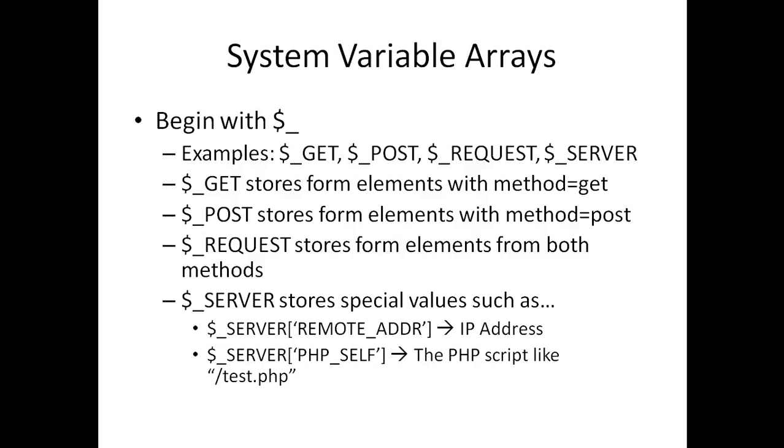Now I want to talk about system variable arrays. You have variables that begin with $_, which we talked about. You have some very specific superglobals, where you have $_GET, $_POST, $_REQUEST, $_SERVER. $_GET stores form elements with method equal get. We'll talk about form elements in a later lesson, but I just want you to understand that if you've seen HTML forms, and you're posting or getting, setting in the form tag method equal get or method equal post, that's what your $_GET and $_POST superglobal arrays store.